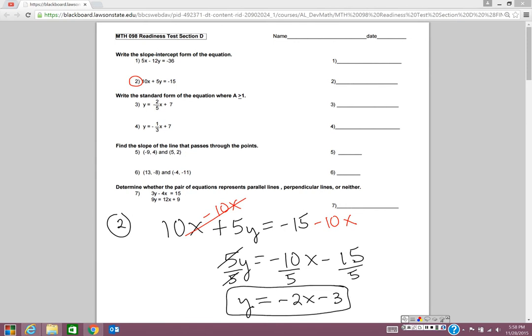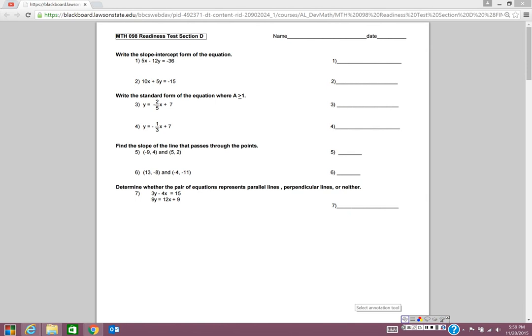Remember to always simplify your answer, so you're not going to leave your answer as negative 10 over 5x minus 15 over 5, because that's just an indicator that maybe you're not paying attention to details, okay, because you should know whether or not these numbers are divisible. And on this test, you are allowed a calculator, so you can always determine whether that number in the numerator is divisible by the number in the denominator. Alright, let's move on to number 3 now.